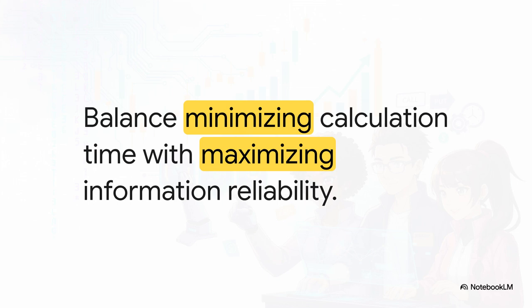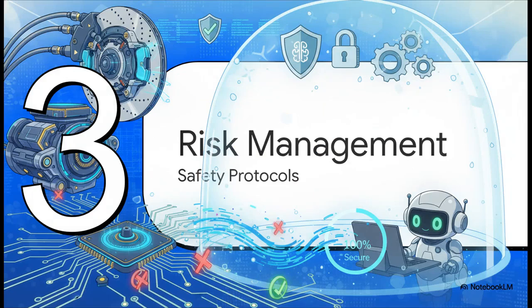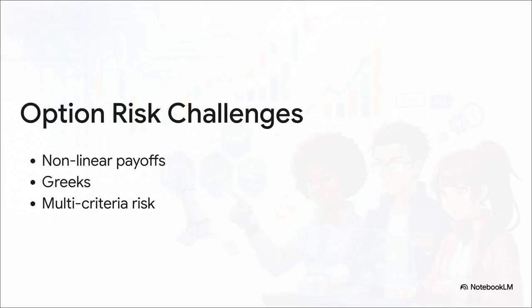on impossible perfection. Okay, engine is optimally tuned. Now we need brakes. We need unbreakable safety protocols. That takes us to Chapter 3, Risk Management. Because options are nonlinear, you can't just tally up your risks like you would with a handful of normal tech stocks. We face some very unique challenges here. Specifically, tracking option metrics known in the industry as the Greeks.